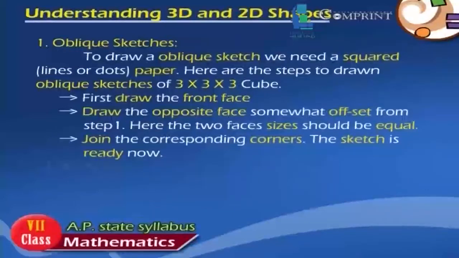First, draw the front face. Draw the opposite face somewhat offset from step 1. Here the two face sizes should be equal. Join the corresponding corners. The sketch is ready now.